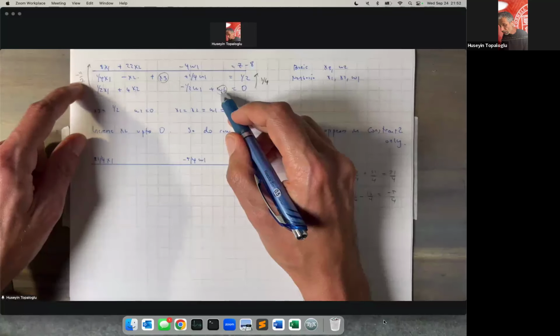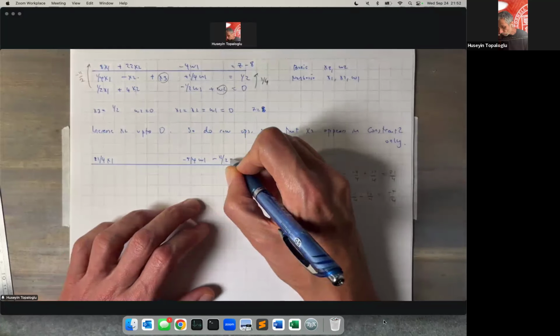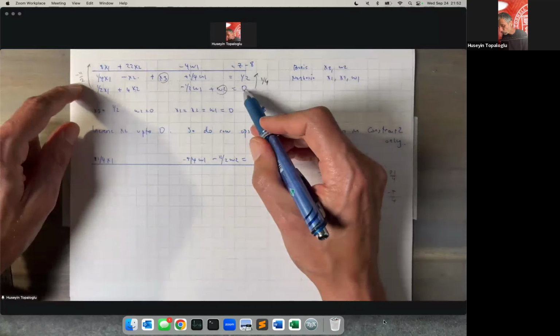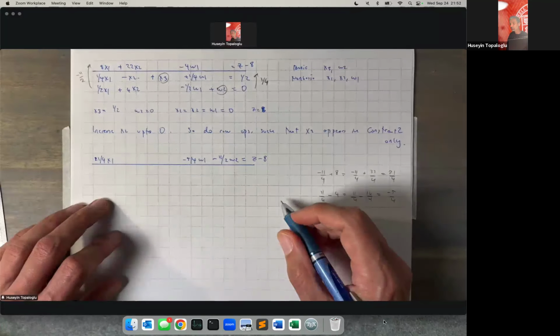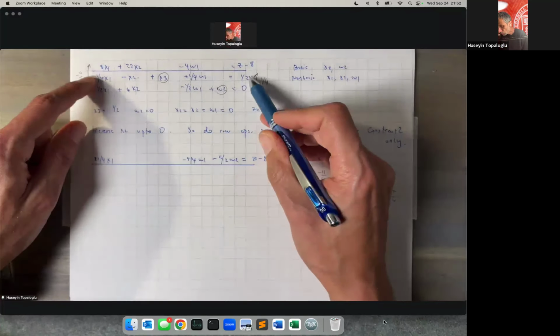W2 times minus 11 over 2, minus 11 over 2 W2, plus no W2, minus 11 over 2 W2. What do we get on the right-hand side? 0 times minus 11 over 2 is 0, plus another minus 8, z minus 8. Great, let's keep going. We're going to take the second constraint row, multiply by 1/4, add it to the first constraint row.